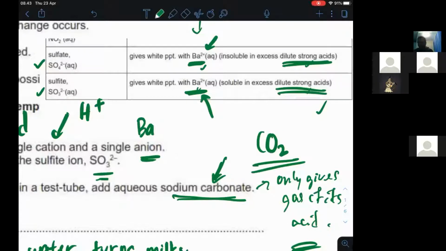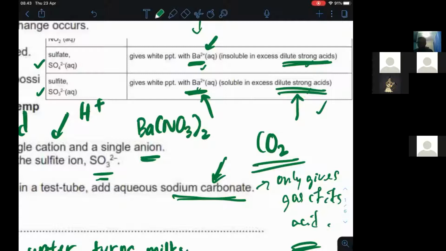All nitrates are soluble, take note of that. Is that clear, guys? Barium nitrate. You can also use barium chloride, barium chloride or barium nitrate. And then let's say now you are using the strong acid. What might be the strong acid that will be suitable to be used over here?